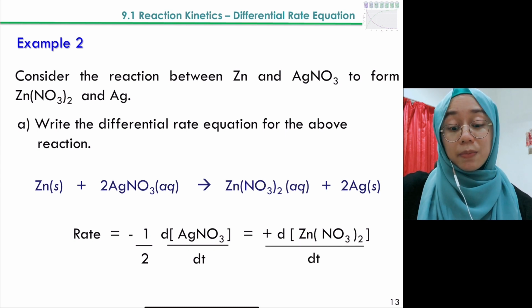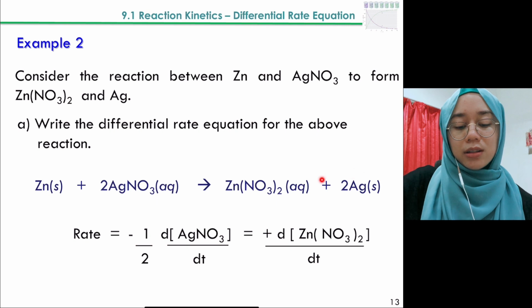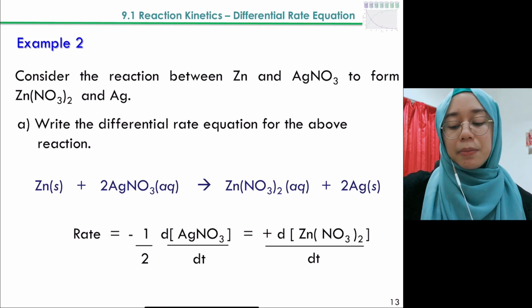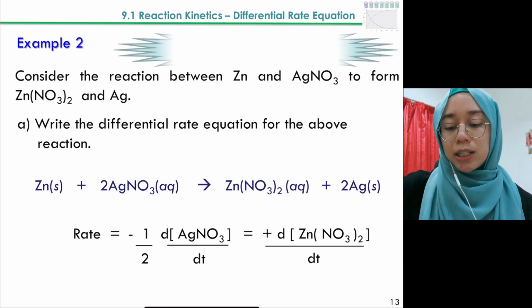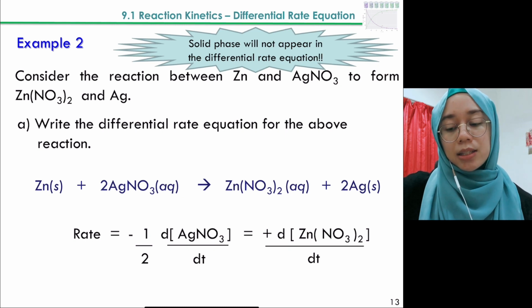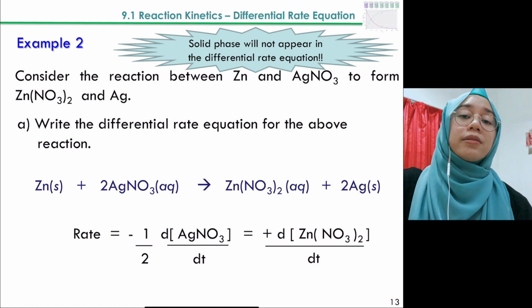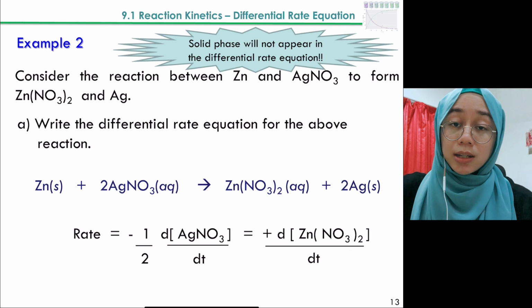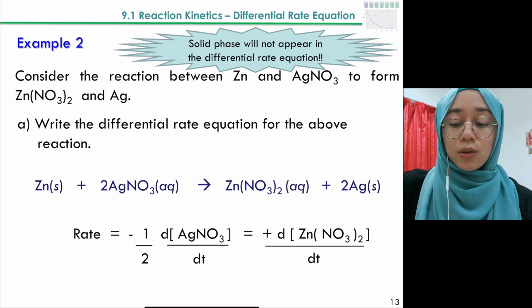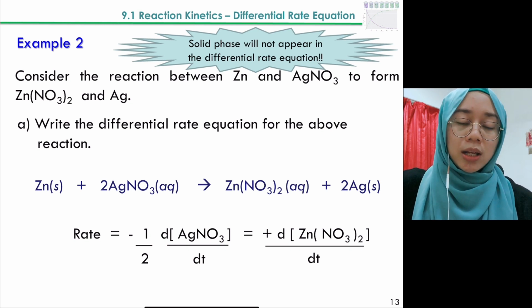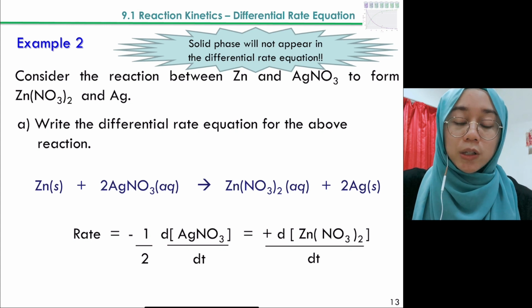Apa yang tak ada dalam kita punya differential rate equation ni? Yang tak ada adalah zinc dengan silver. Okay, ni silver, ni zinc. So why? Kenapa dia tak ada dalam differential rate equation? Because solid phase, it will not appear in the differential rate equation. So kalau solid phase je, tak perlu. Okay, so kalau solid ataupun liquid, pure liquid, kita tak payah tunjuk dia punya differential rate equation.